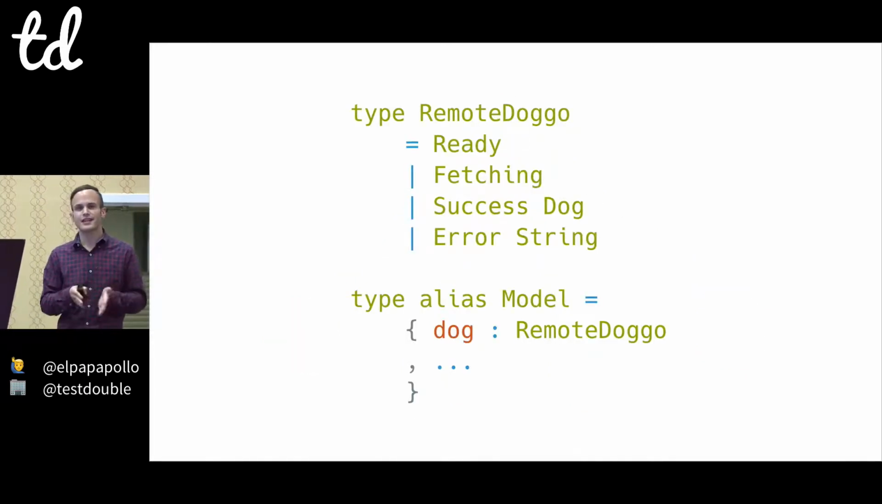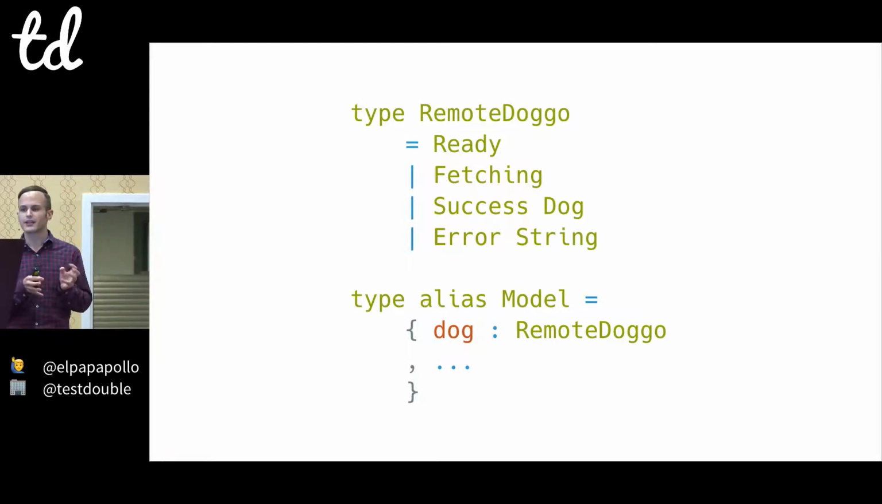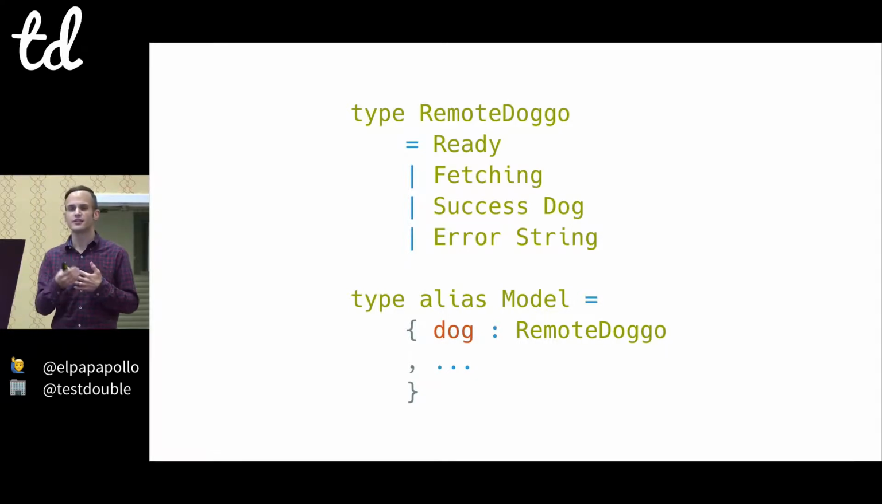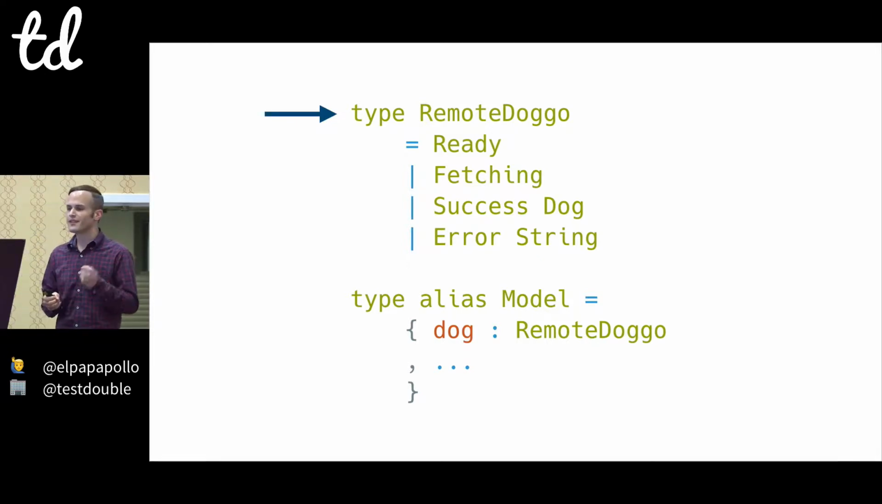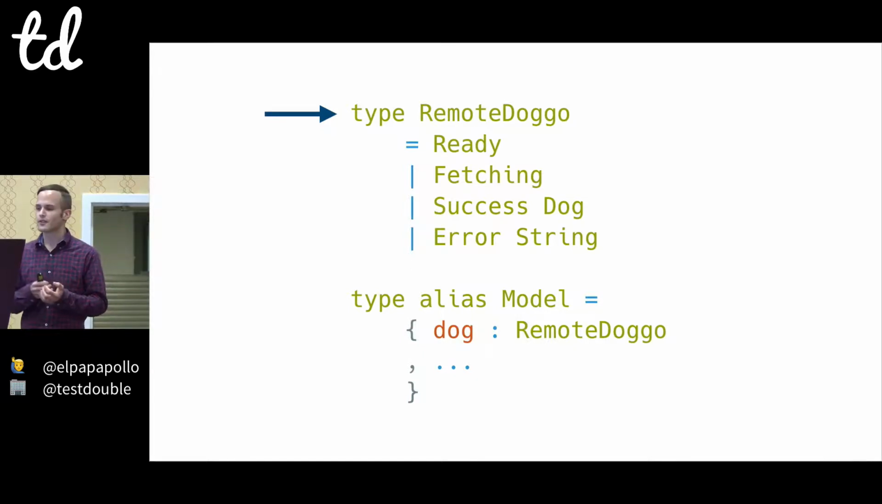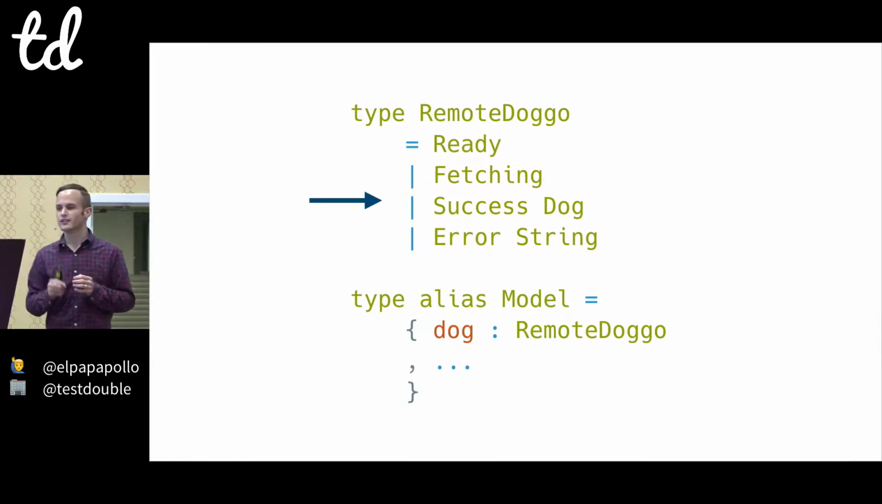We can use union types to accomplish this too. Union types can work like a finite state machine where we represent each possible state of fetching a remote dog inside a union type called remote doggo. We can take each Boolean property and the implicit ready state to create the values for our union type. We have ready, fetching, success, and error. Notice that the success constructor wraps a dog type, and the error constructor wraps a string error message.